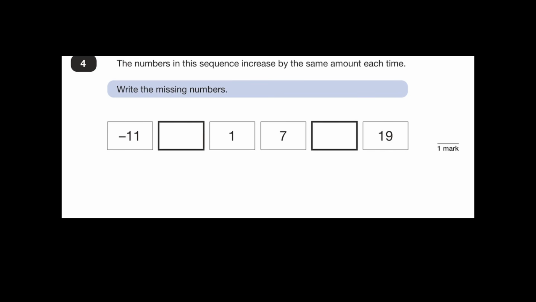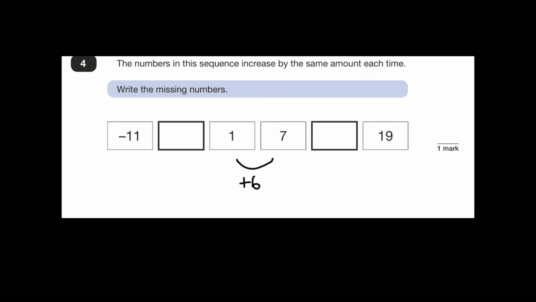So your first question is: the numbers in this sequence increase by the same amount each time. Write in the missing numbers. So pause the video now and have a go. So I can see that the difference between 1 and 7 is 6. So therefore each number increases by 6 each time.